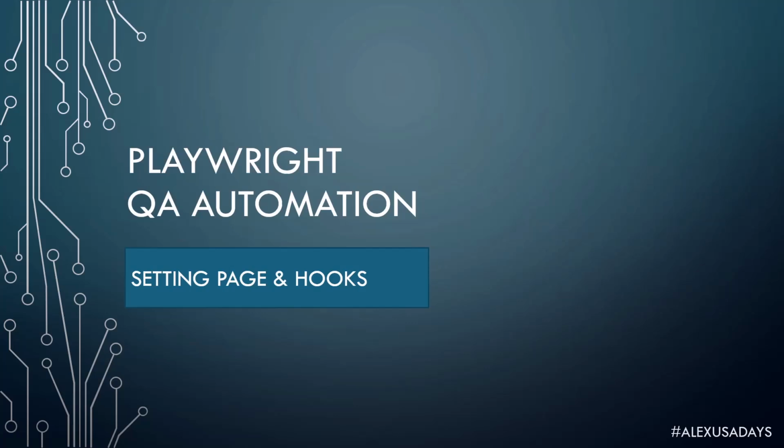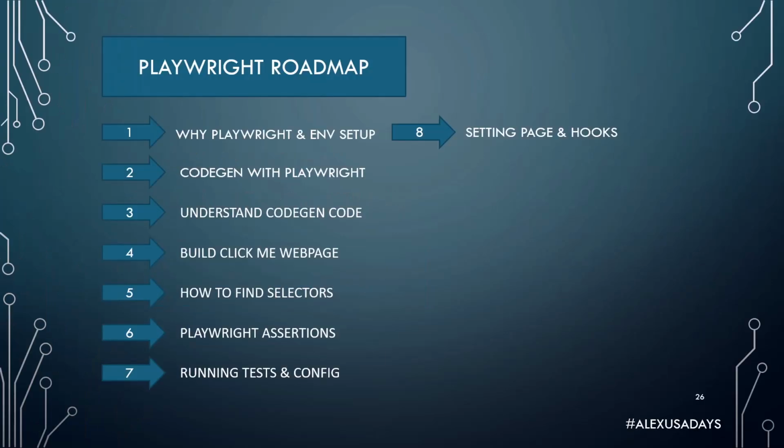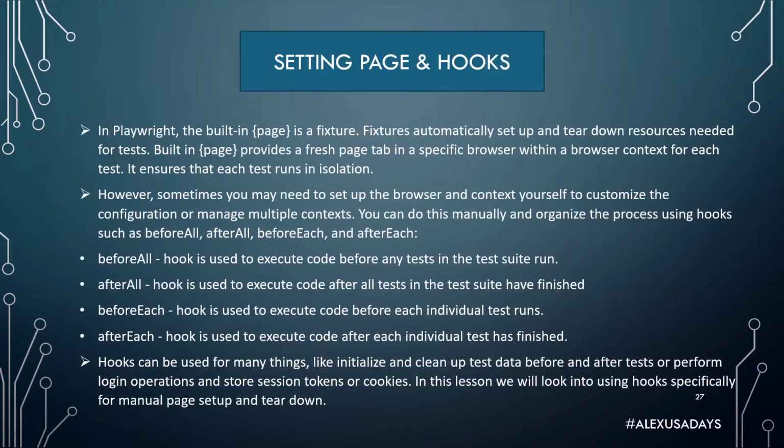So today we're going to talk about setting page and using hooks. We are in module 8 and we're getting closer to the page object model and to the end of the actual Playwright course. So setting page and using hooks.